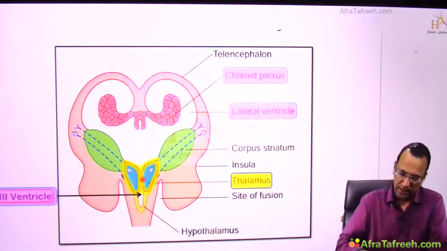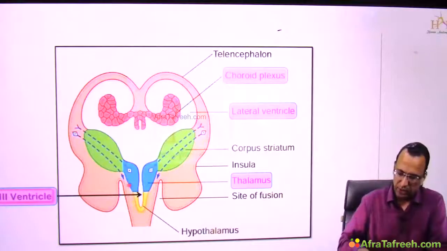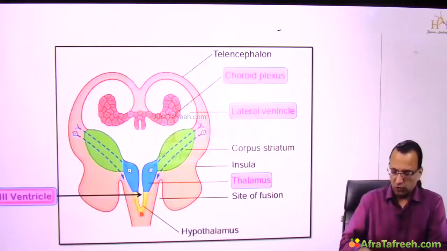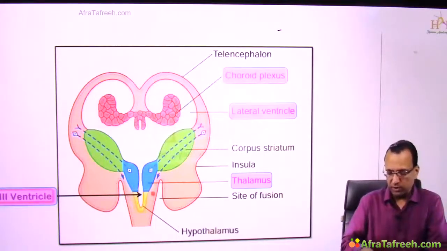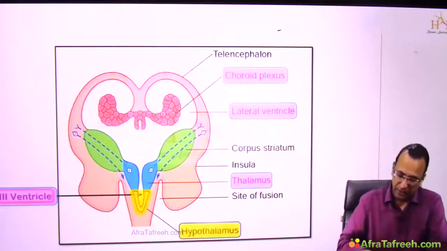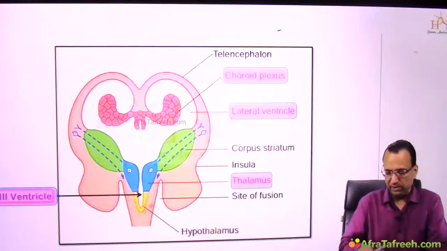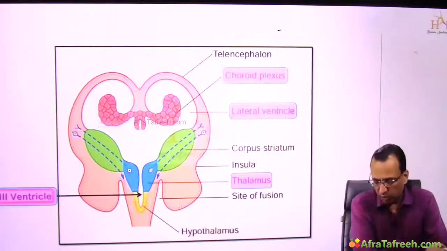Now when you say the thalamus forms the lateral wall of the third ventricle, what is under the thalamus? It is called the hypothalamus. The hypothalamus, which is under the thalamus, forms the floor of the third ventricle, and it is not only the floor, it also contributes to the lateral wall. So it contributes the lateral wall and the floor of the third ventricle. That is the hypothalamus.